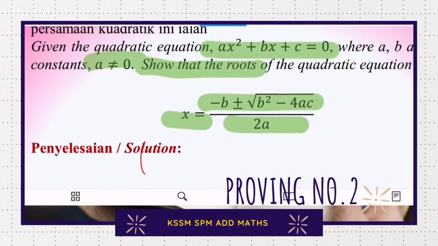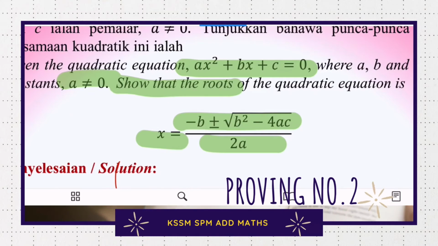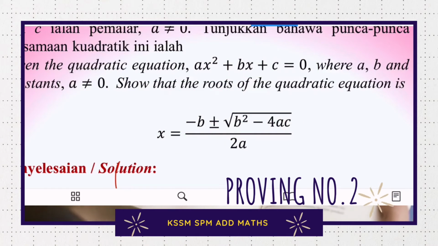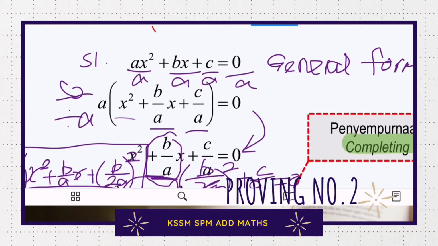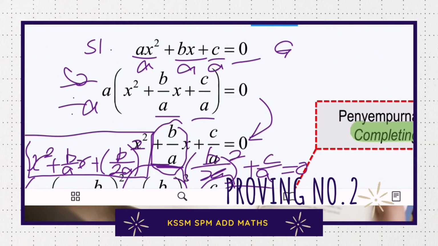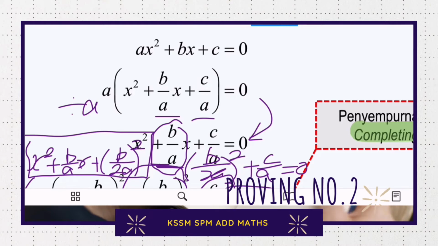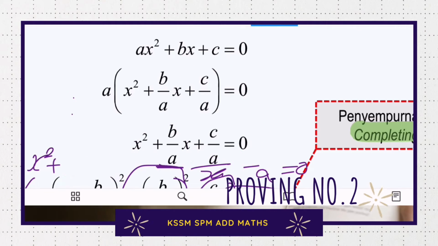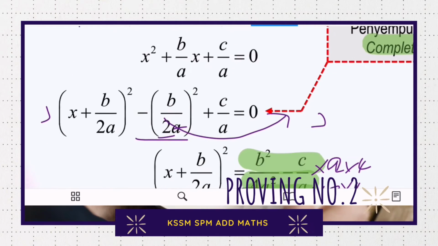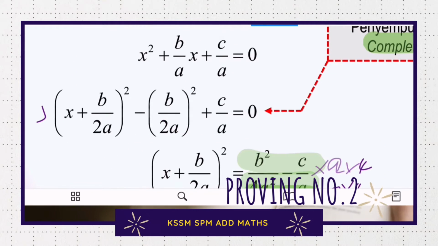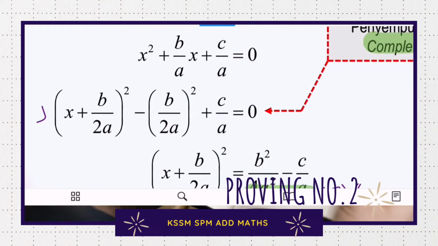In order to prove this quadratic equation, we're going to show the root is this one. First of all, we must have the general form. And then we need to divide by a. After we divide by a, we add (b over 2a) squared and subtract (b over 2a) squared here.